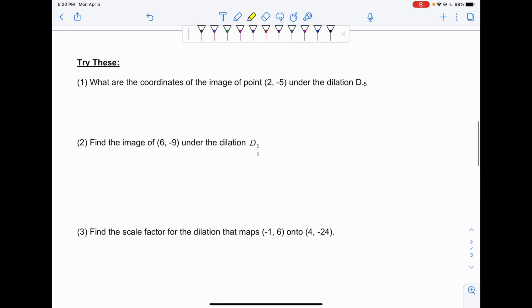Okay, let's go into the try these. These are very similar to your Delta Math problems that you're going to be completing later on. Question number 1. What are the coordinates of the image of the point 2, -5 under the dilation D, -5?